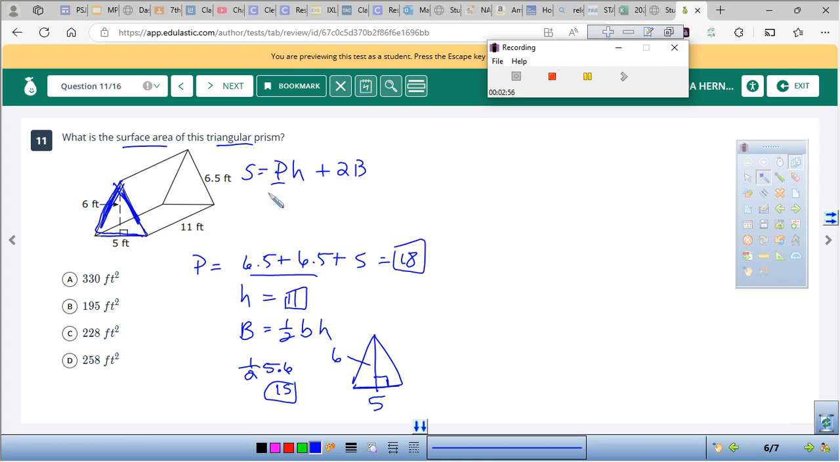So coming out here, we're going to go with P, which is 18, times your height of 11, plus 2 times 15. This will be 30 over here. This one over here is going to be 18 times 11. Calculating it up gives me 198, which now gives me plus 30, 228. Okay, we're at 228. Okay, let's go to the next question.